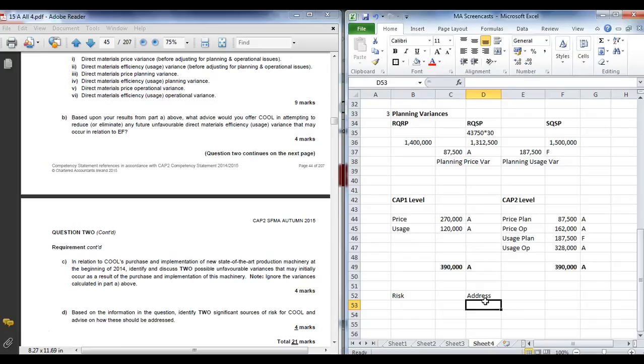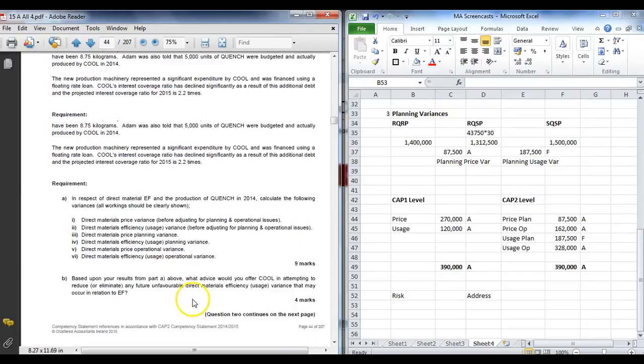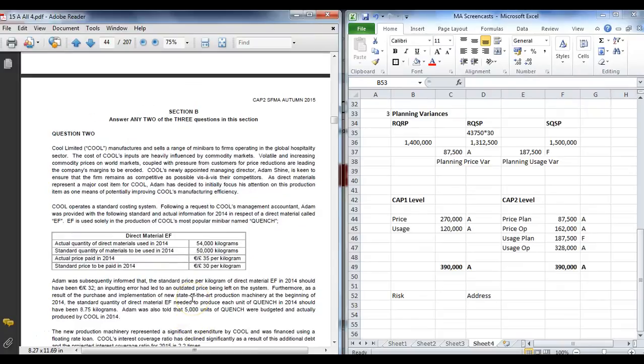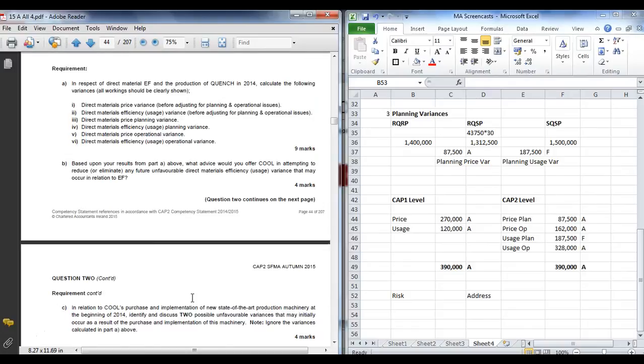The examiner is only looking for one, but you need to make sure you read the question carefully to get the marks, because even if you give 4 risks, the max you're going to get is 2 marks, because you haven't addressed the second part of the question. So we get back to good exam technique as well as good knowledge of the syllabus. So this screencast focused on Autumn 15 question 2, looking at variances and a small bit about risk management.